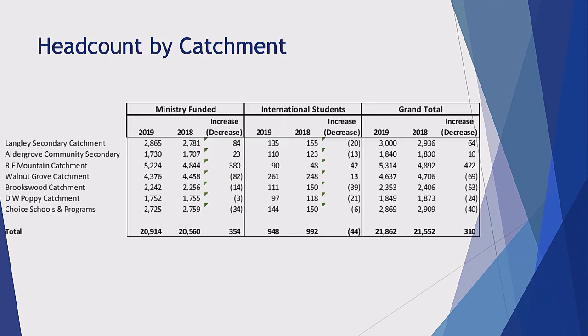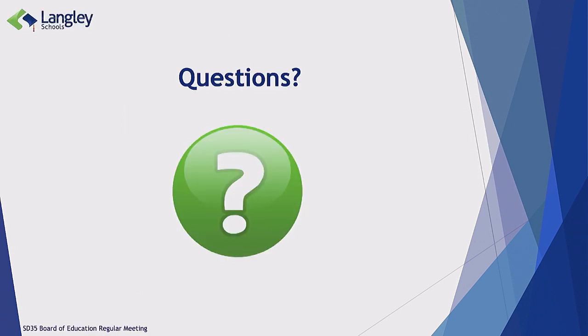When we take a look at our growth by catchment areas, it shows the ministry-funded and international in our grand total. You can see where the bulk of the growth is coming from. The Arnie Mountain catchment is up 422 students of the 310 that we've grown. So we've seen declines in the Walnut Grove, Brookswood, and Poppy and our Choice schools. For Walnut Grove, most of that is at the elementary grades. The secondary has remained pretty consistent and grew slightly, but almost all the schools in that catchment saw a fairly sizable decline from last year. I think that's the last slide I have, but I'd be happy to answer any questions.